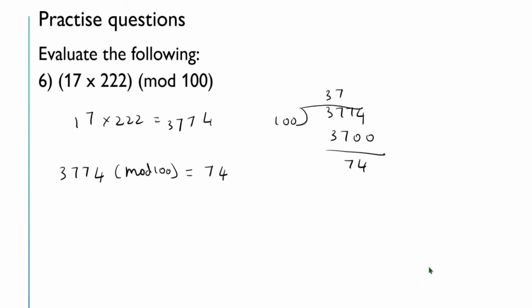Here if you see, we can use mod 100 to find the last 2 digits of the given number. Here you can see if we find 3774 mod 100, we get 74, which is the last 2 digits. So if you want to find the last digit of the number, we can use mod 10. If you want to find the last 2 digits of the given number, we can use mod 100.